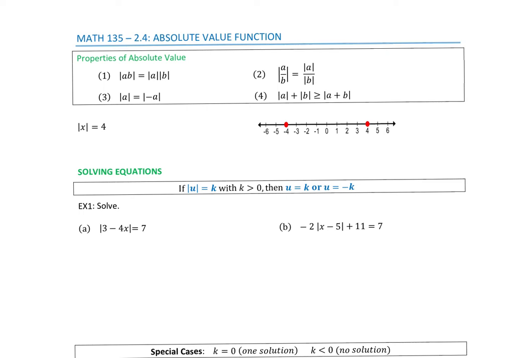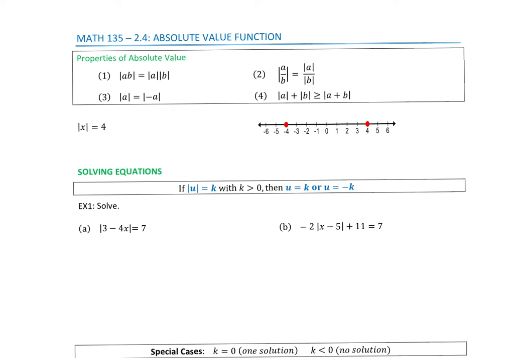The focus on 2.4 is absolute value functions. In your textbook, they go into more graphing of absolute functions, and then they also cover solving equations and inequalities with absolute value functions. I feel that we've done enough graphing of absolute functions in our prior sections, so my focus here will just be on the solving of equations with absolute values and inequalities with absolute values.